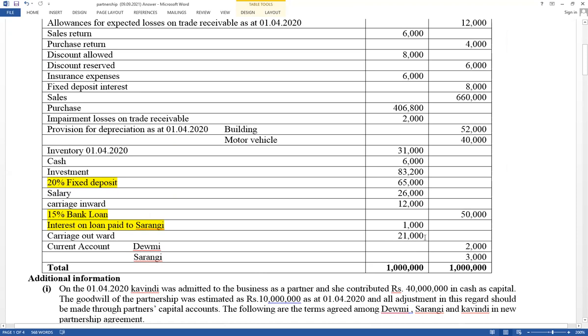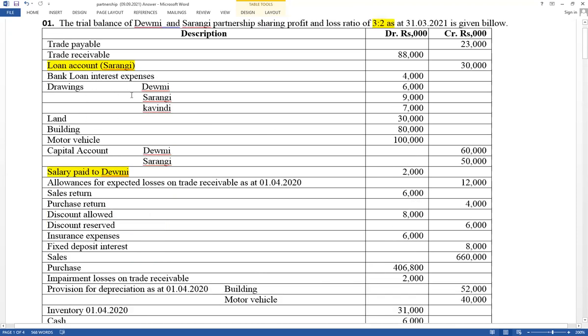And drawings also given trial balance. Debit side it has given drawings. Therefore, drawings also can be recorded through the partners' current accounts. As a result of drawings, equity decrease. Therefore, drawings should be recorded debit side of the current account.